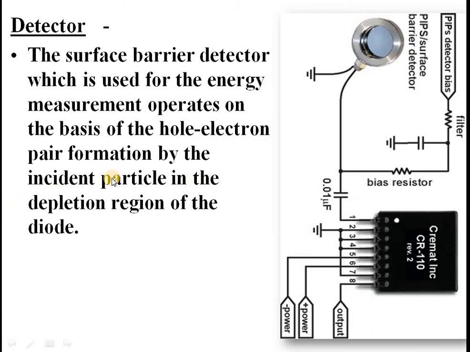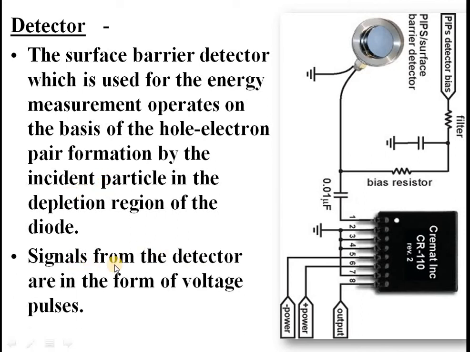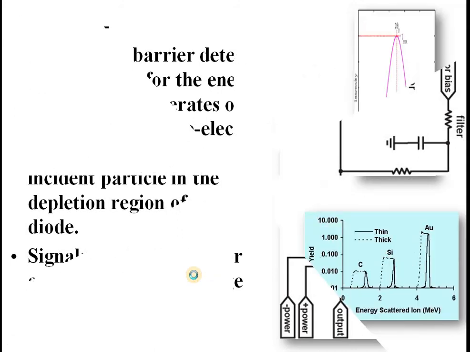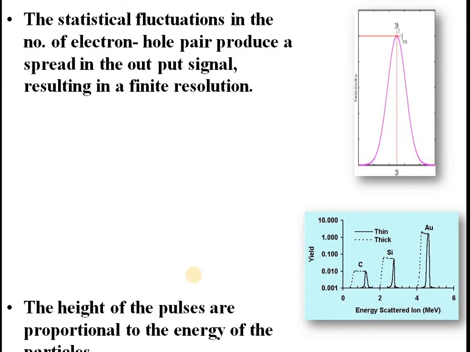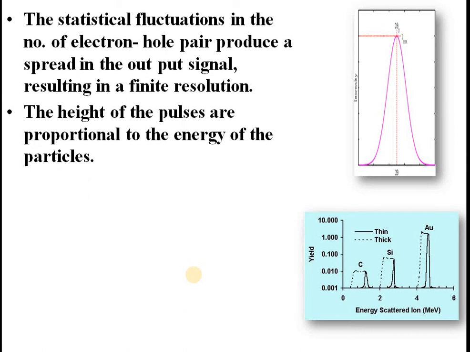Electron-hole pair formation takes place, and that charge can be counted using a counter, and the signal from the detector comes in the form of voltage pulses. Such pulse heights can be measured. According to the pulse height, you can classify them using a pulse height analyzer, which stores them in different channels.